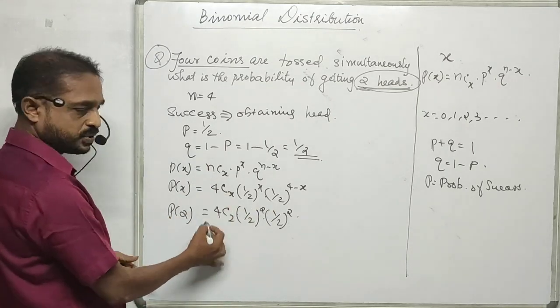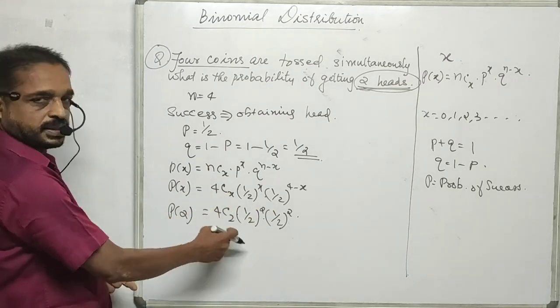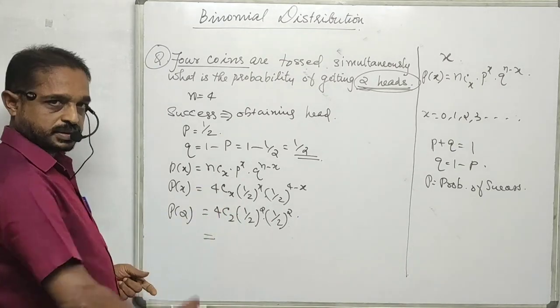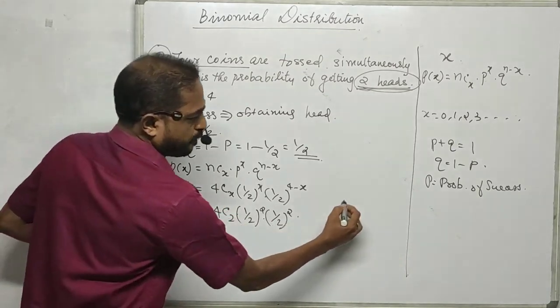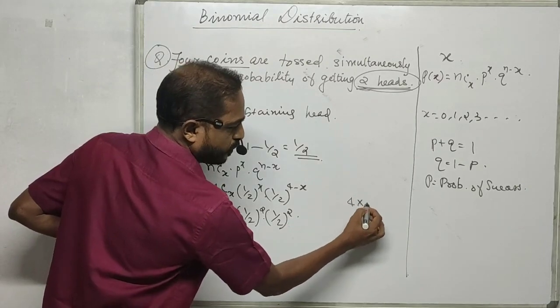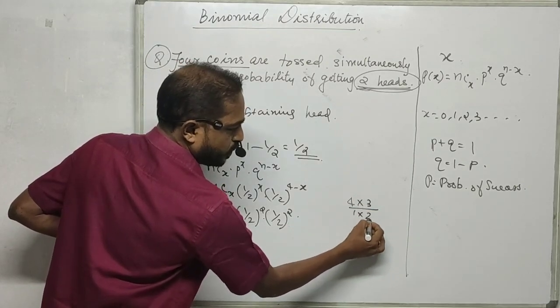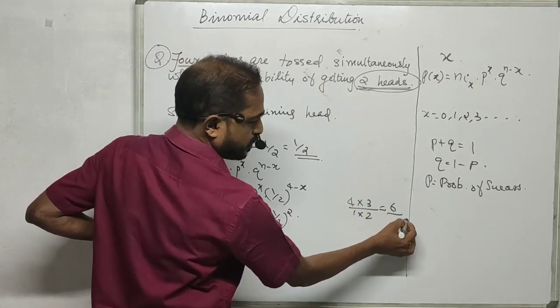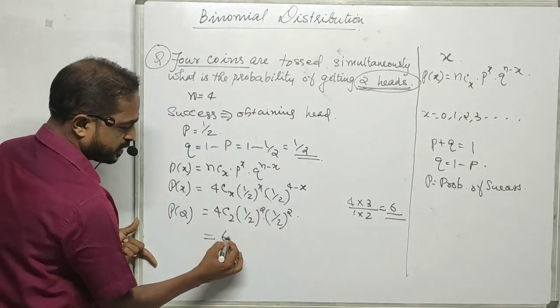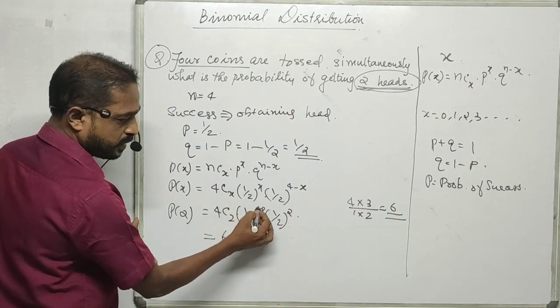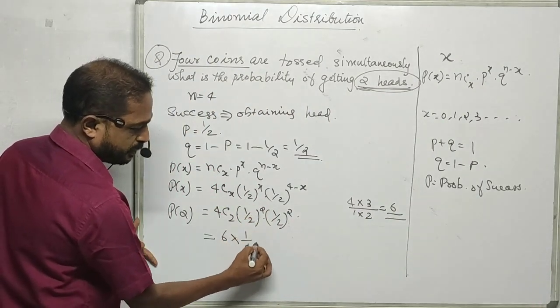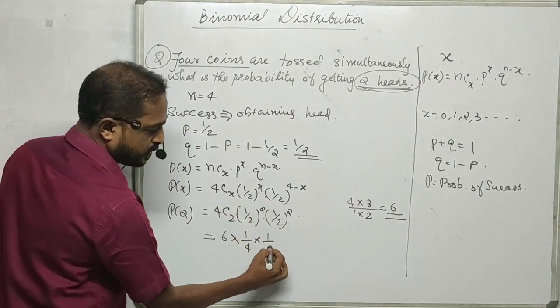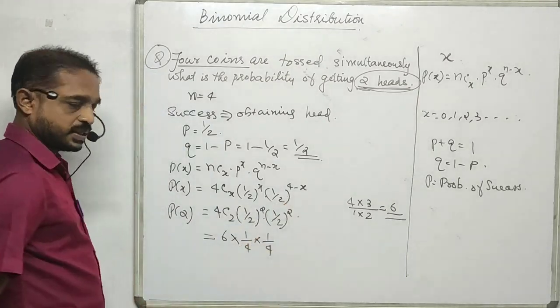So what is the meaning of 4C2? You know how to calculate 4C2. You can calculate it directly using a calculator. How will you calculate 4C2? 4 into 3 divided by 1 into 2. 4 into 3 is 12, 12 by 2 is 6. So 4C2 is equal to 6. 6 into 1 by 2 whole square, which is 1 square by 2 square, that is 1 by 4. 1 by 2 whole square here also is 1 by 4.